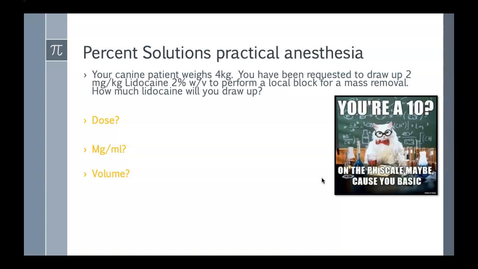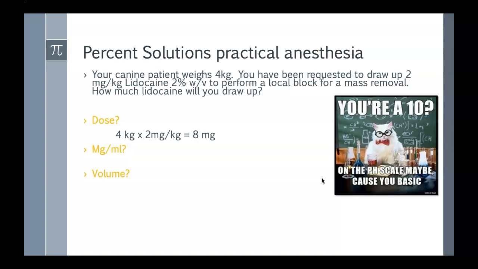Your canine patient weighs 4 kilograms, and you've been requested to draw up 2 mg per kg lidocaine 2% weight to volume solution to perform a local block for a mass removal. How much lidocaine will you draw up? All right, so our dose is 4 kilograms multiplied by 2 mg per kg. So we know that our dose is 8 milligrams. So that patient needs 8 milligrams total of lidocaine.